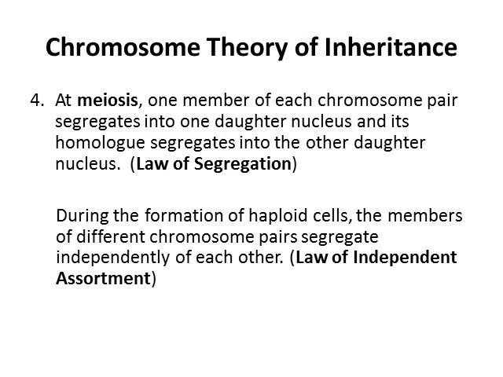And then during the formation of the haploid cells, the members of different chromosome pairs segregate independently of each other. So you get this really wide range of variety that can end up in your gametes. And that relates back to Mendel's law of independent assortment.